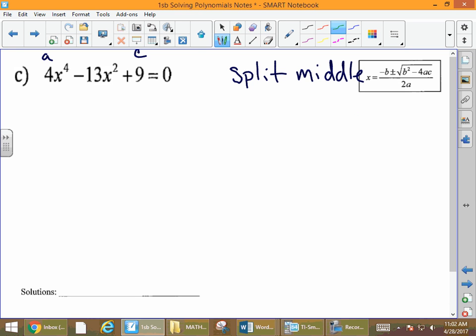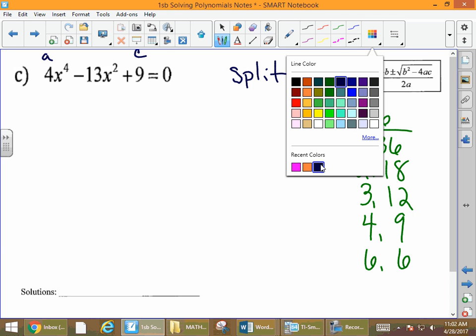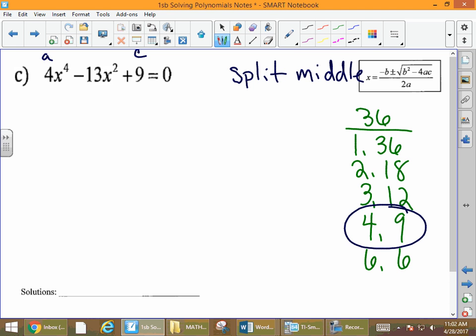4 times 9 is 36. And we look at the factors. 1 times 36, 2 times 18, 3 times 12, 4 times 9, 6 times 6, will any one of those factors combine to be 13? And the answer is, it looks like 4 and 9. And in fact, what we have to do is we have to do -4 and -9.